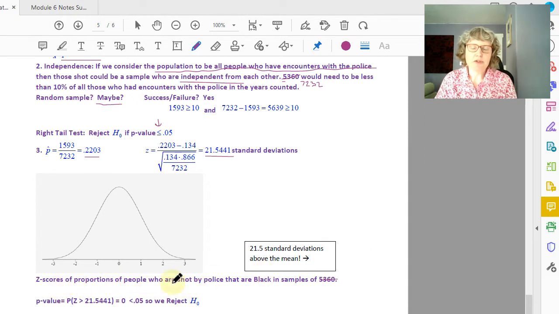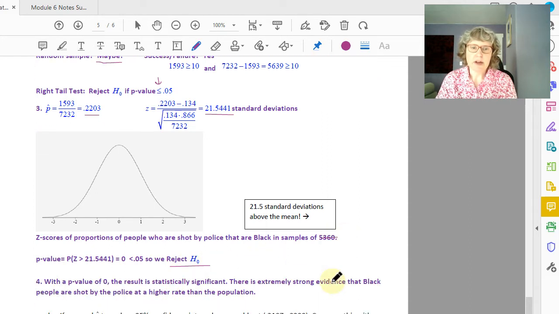The labeling here is optional, but if it helps, these are the z-scores of proportions of people who are shot by the police. And here we're talking about Black people shot by the police in our sample size of 7,232. This would be like all the random samples of that size and the z-scores. Okay, so our p-value, what's the chance of getting that test statistic? That's 0. There's no way. If you put that in an online stat book, you're going to get 0 because you're so far away from the mean. So this is significant. Reject the null.